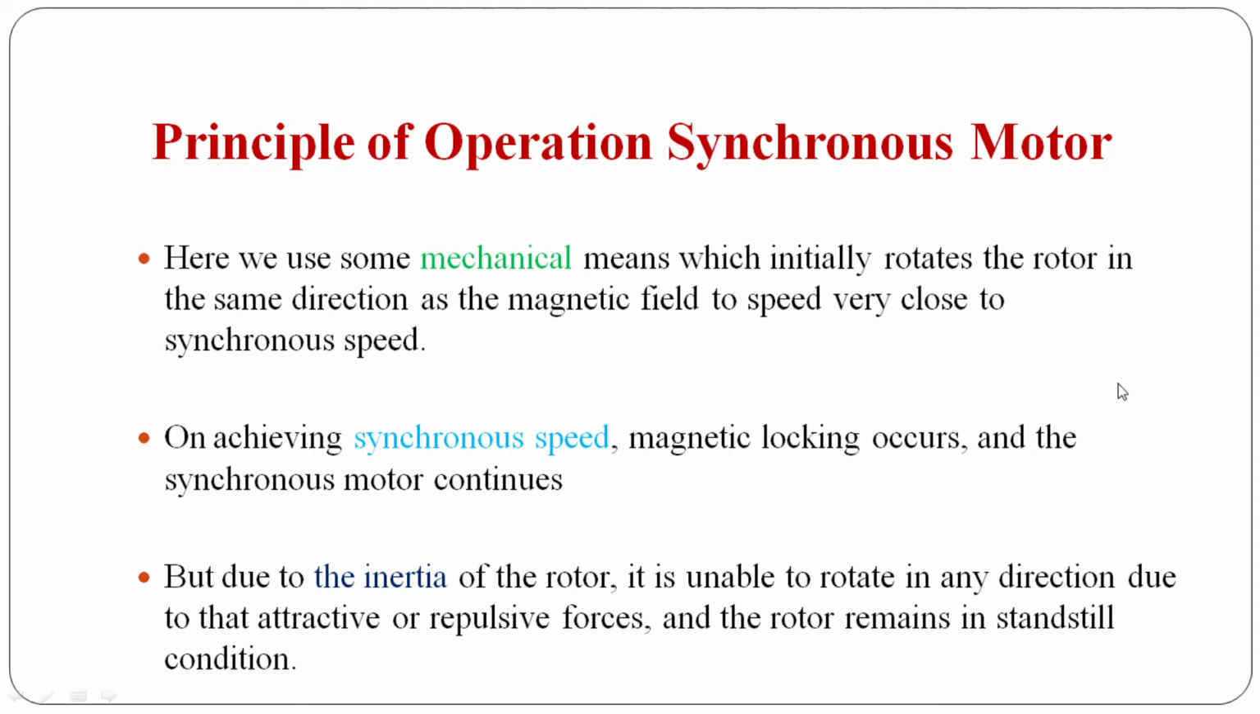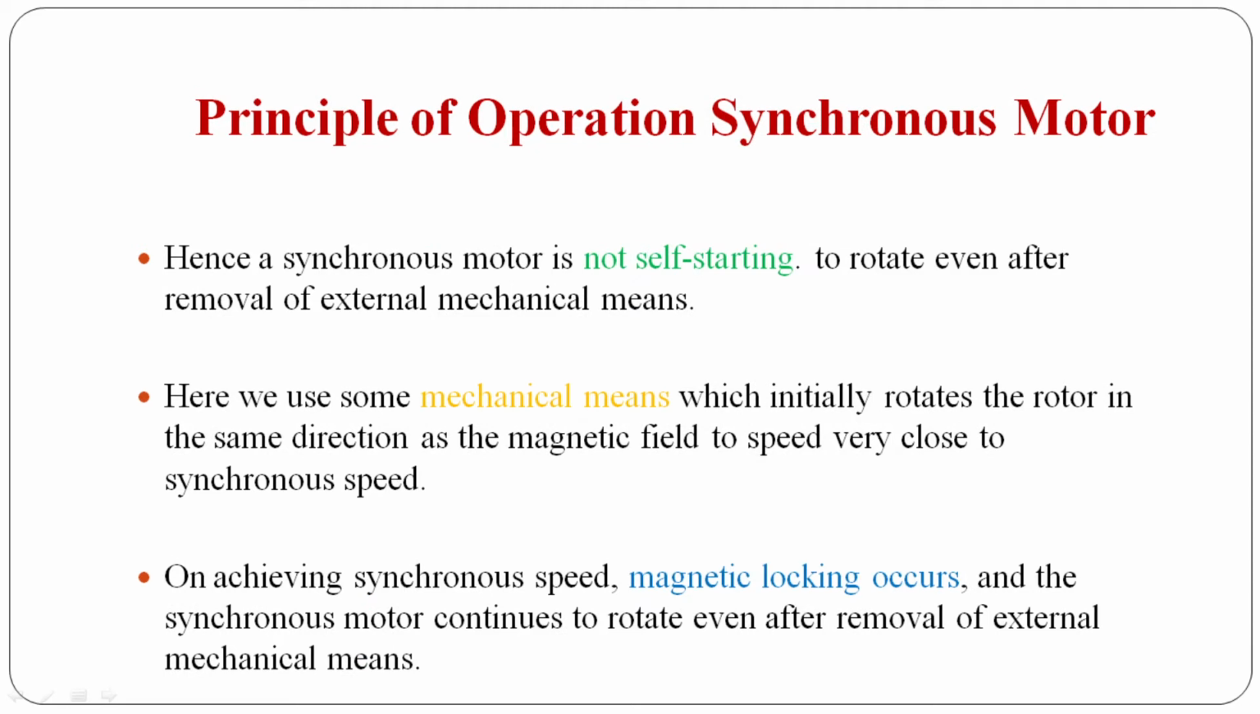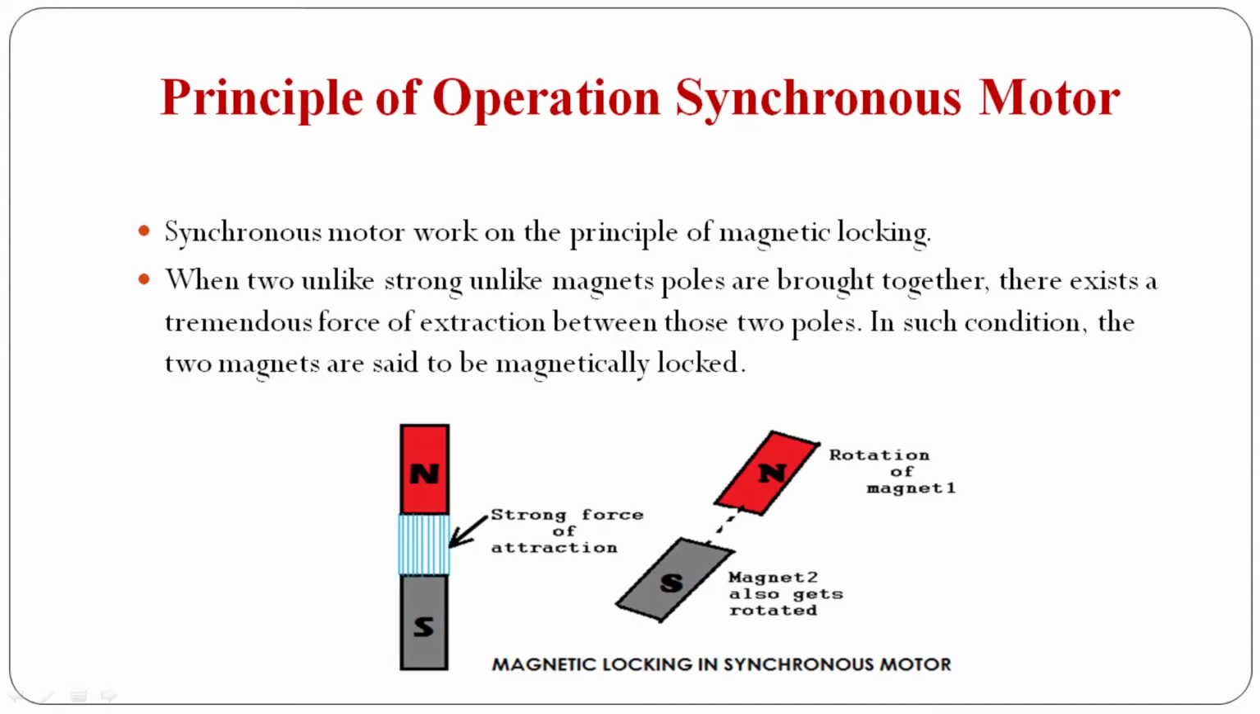Now, due to inertia of the rotor, it is unable to rotate in any direction due to attractive or repulsive forces, and the rotor is retained in the standstill condition. So, even after removal of external mechanical means, the synchronous motor is not able to rotate. So, we use mechanical means which will initially rotate the rotor in the same direction as the magnetic field. Then, on achieving synchronous speed, magnetic locking will occur and the synchronous motor continues to rotate even after removal of external means. Now, we will see what magnetic locking is.